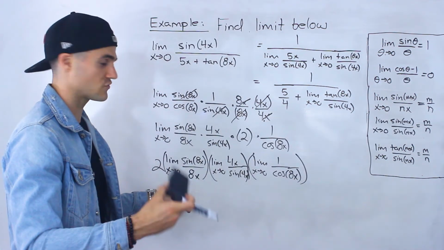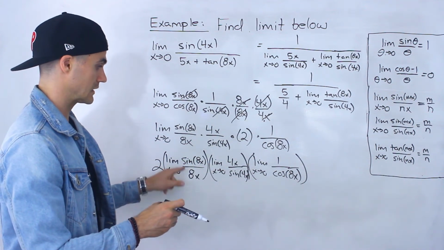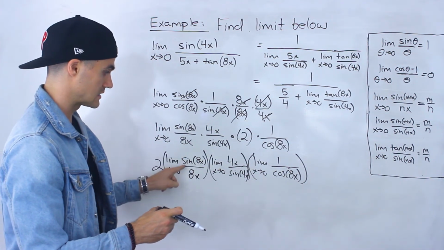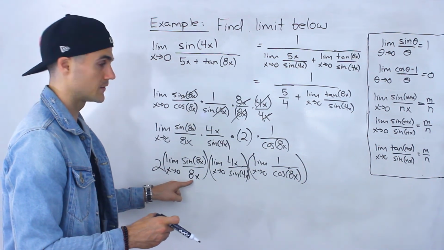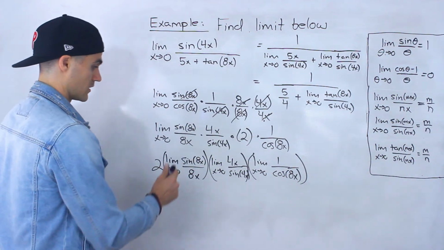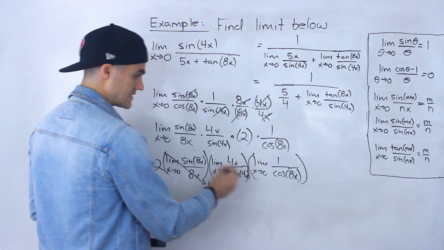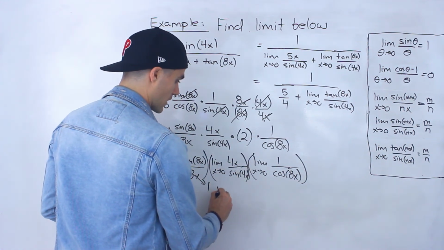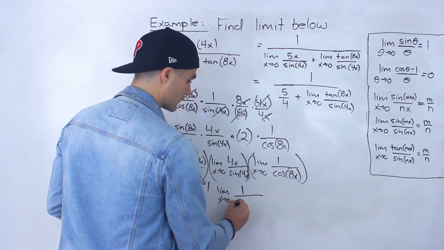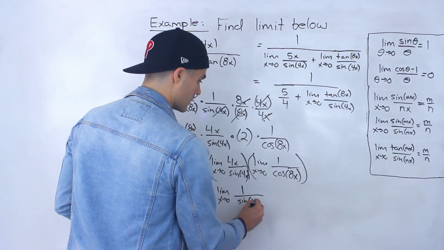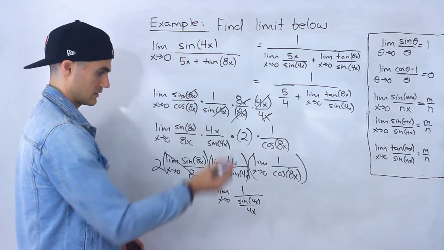We can also do a change of variable like we did before. So we could let theta be 8x. So we'd have the limit as theta approaches 0 of sine theta over theta, right? Which would be that result. So whichever way you do it, that's going to be 1. This here we can rewrite as the limit as x approaches 0 of 1 over the reciprocal of this, sine 4x over 4x, like we've been doing.